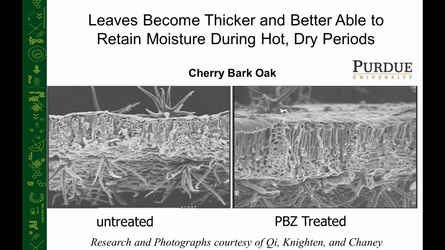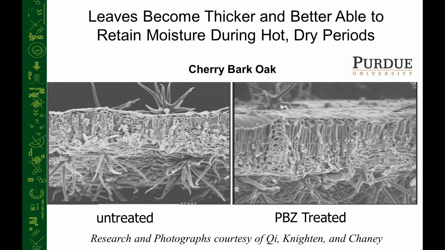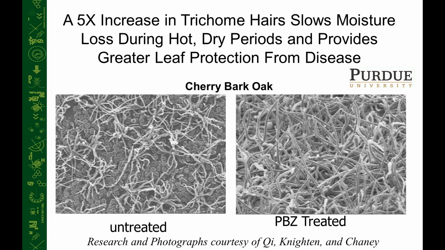So again, while this isn't a treatment for leaf diseases, we are inducing the plant to be more resistant against these leaf diseases. And again, we'll look at some examples of this here in a little while. So our first morphological change is we see a thicker leaf cuticle. Our second morphological change is that we see an increased amount of trichome hairs per given area of leaf surface.